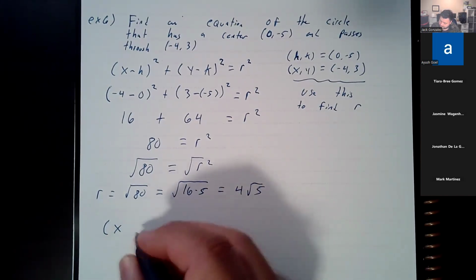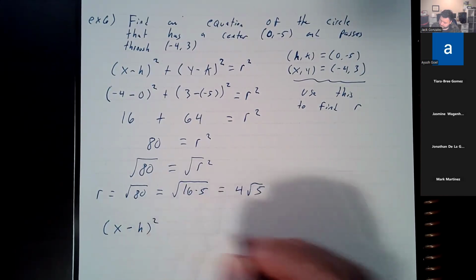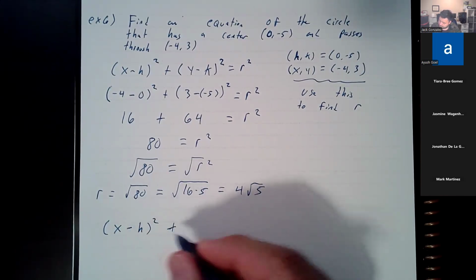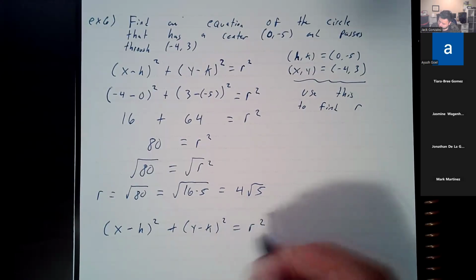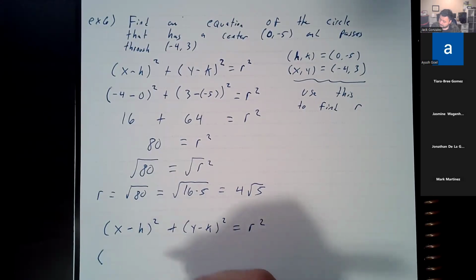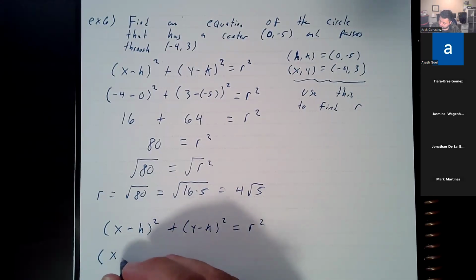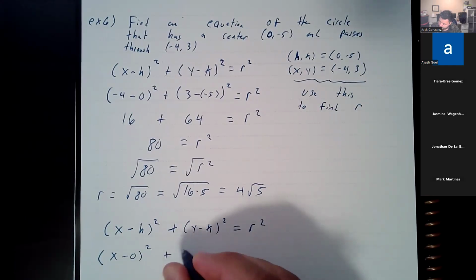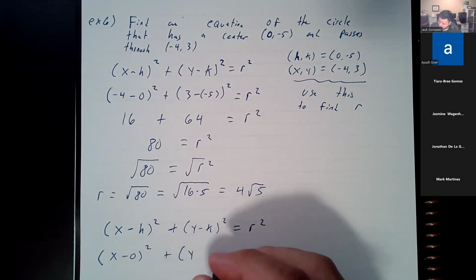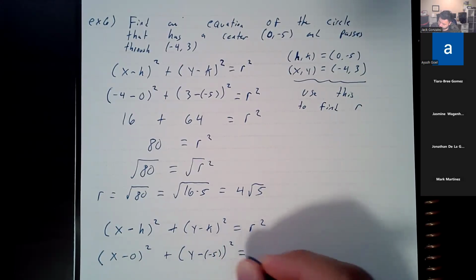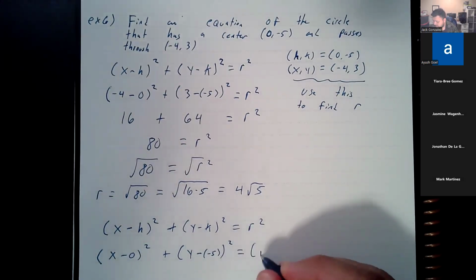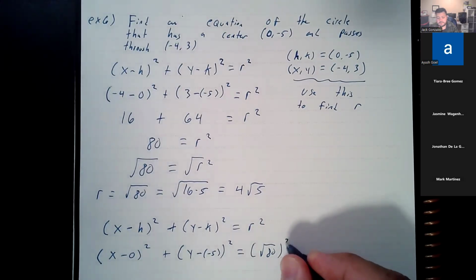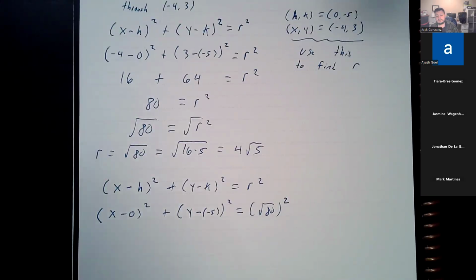So (x minus h) squared plus (y minus k) squared equals r squared. Plug in our stuff. H is 0. Y is negative 5. Although it might be easier to leave it as 80, because check it out. I forgot, they're not asking for the radius, so just leave it as 80.